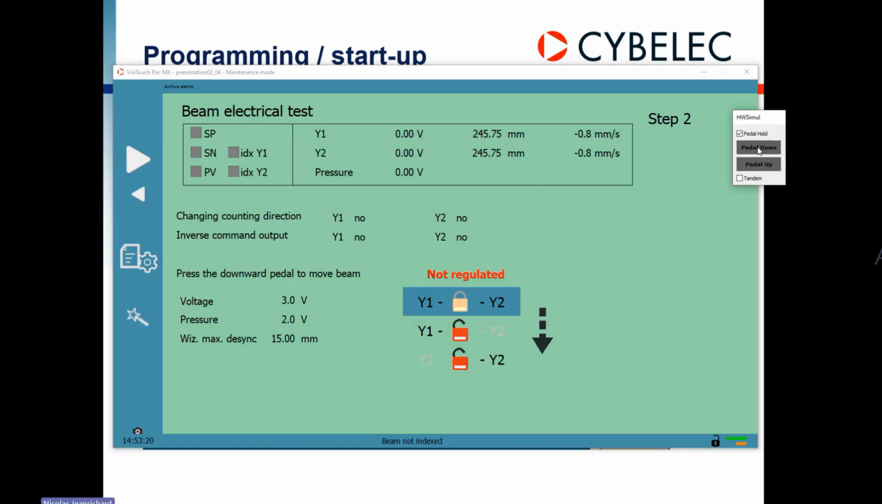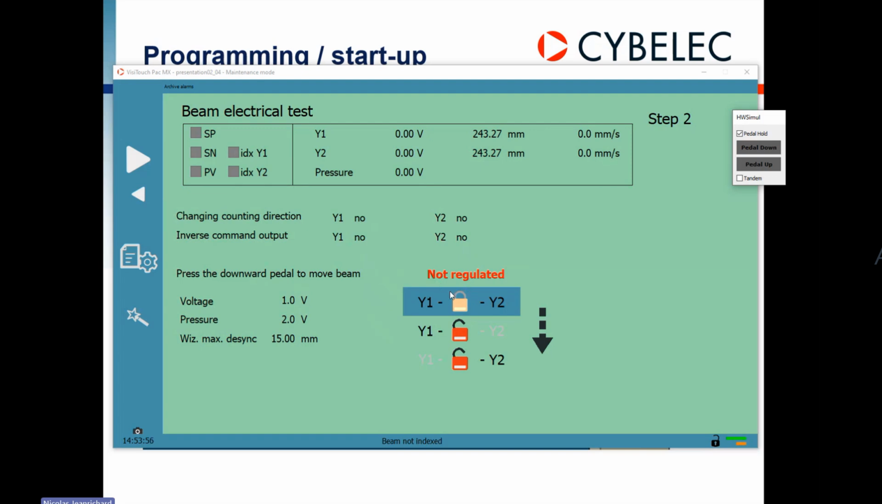You press the pedal down, and the beam needs to go down and the counting needs to decrease. If that's not the case, you can change the counting direction, or the output and change the moving direction. So here I advise to start with a low voltage, press the down pedal, it should move just a little bit, and it will let you know if Y1, Y2 is moving in the correct direction, and if it's counting in the correct direction.